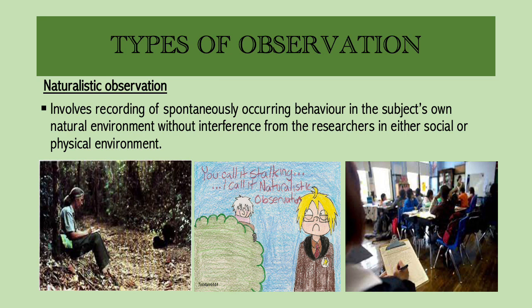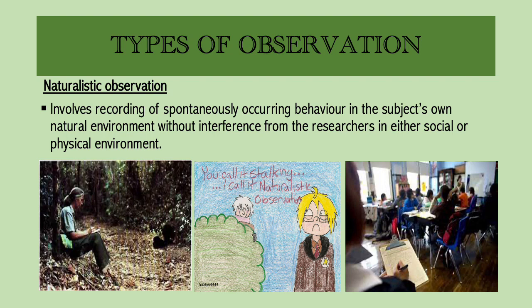And then in the second picture, you call it stalking. I call it naturalistic observation. So it's something like that. When you stalk people, but stalk in an objective way, then it's a naturalistic observation. If it's stalking in a freaky way, that's not naturalistic observation. Okay, and then the third picture there, observation inside a classroom, is also considered naturalistic observation.